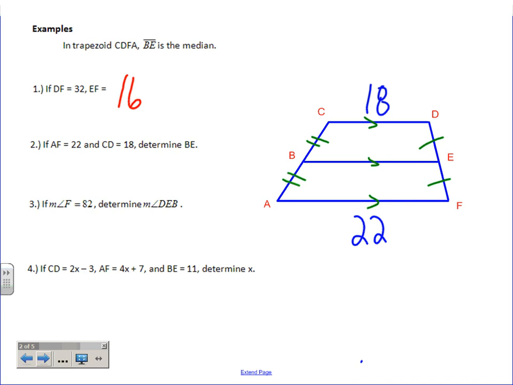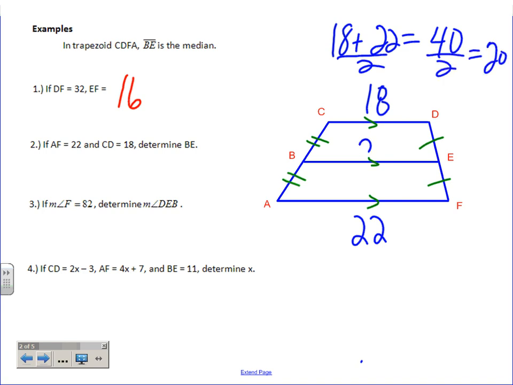So we'll say base 1 is 18, plus base 2 is 22. What do you get if you add those two together? 40. Is 40 the length of the median? No, because what do I have to do yet? I have to divide by 2, because that's what the formula tells you to do. So you could divide this by 2, which tells you 20.